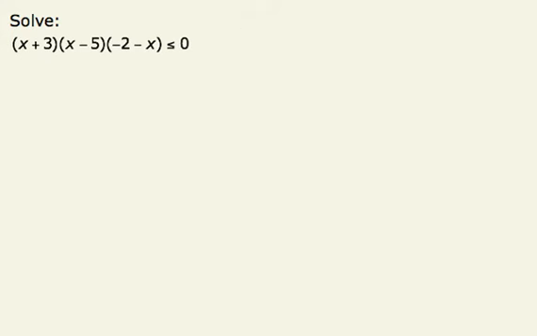Well, in order to solve this expression, we want to find where x plus 3 is less than or equal to 0, where x minus 5 is less than or equal to 0, and where negative 2 minus x is less than or equal to 0. So first I'm going to set each of the factors equal to 0 and solve.